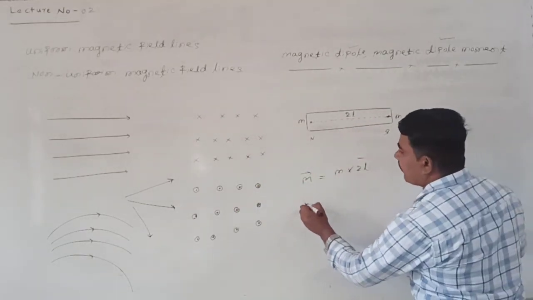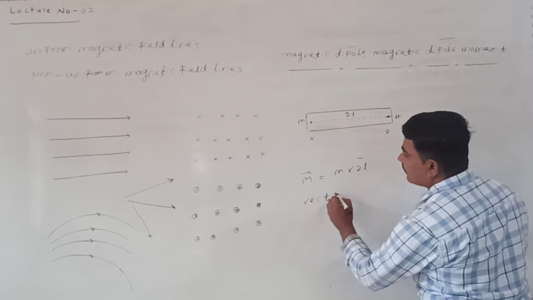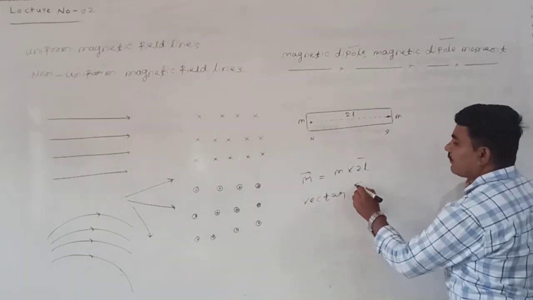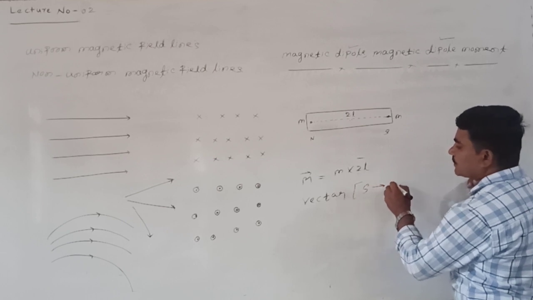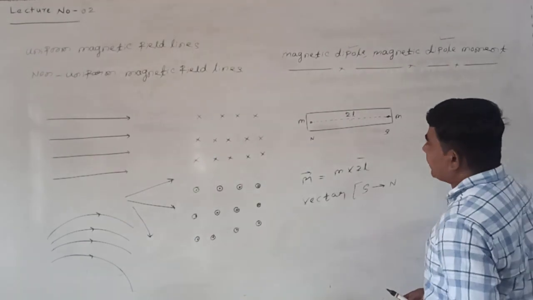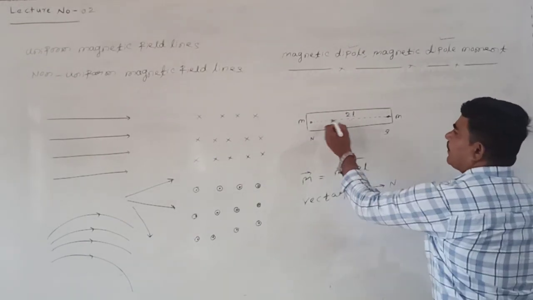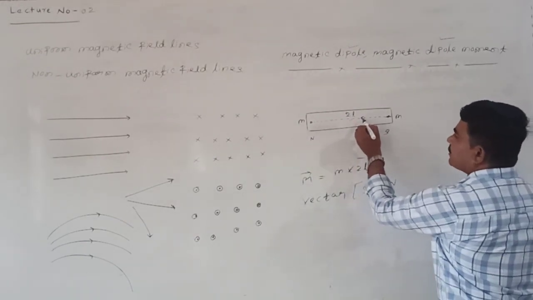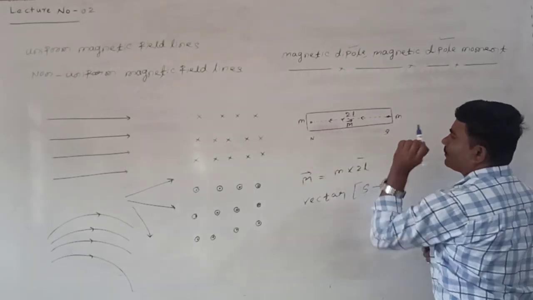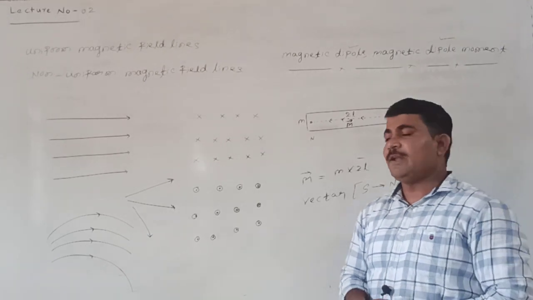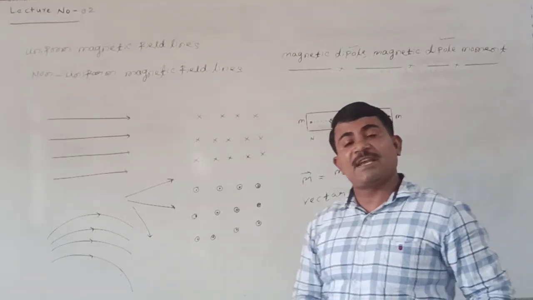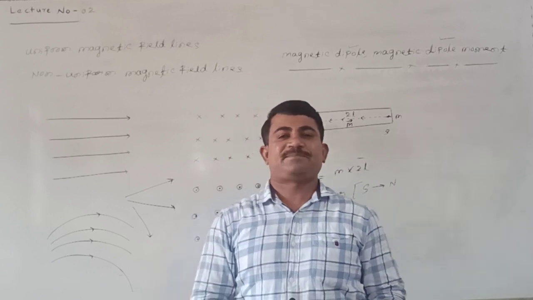How to take it here? Magnetic dipole moment is a vector quantity, and the direction must be from where to where? The direction must be from south pole to north pole. How is it? See here. So it is a magnetic dipole. Here equal and opposite pole strengths are there. How to take the direction of magnetic dipole moment? From south pole to north pole. This is nothing but a vector quantity. I mean the direction must be from south pole to north pole. This is in the case of a magnet.